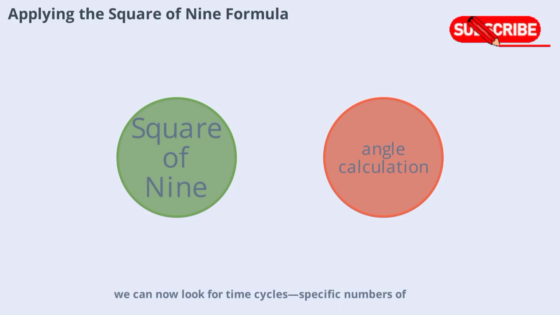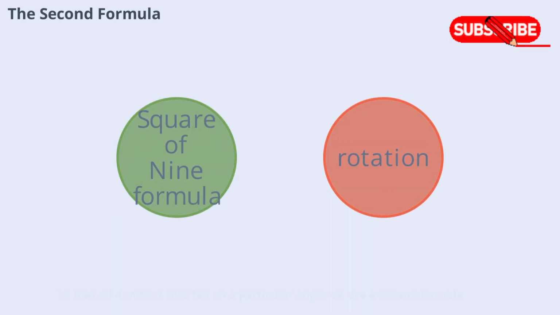By identifying this angle, we can now look for time cycles, specific numbers of trading or calendar days, that also fall on this angle, potentially signaling when a trend might change. Find all numbers that fall on a particular angle.